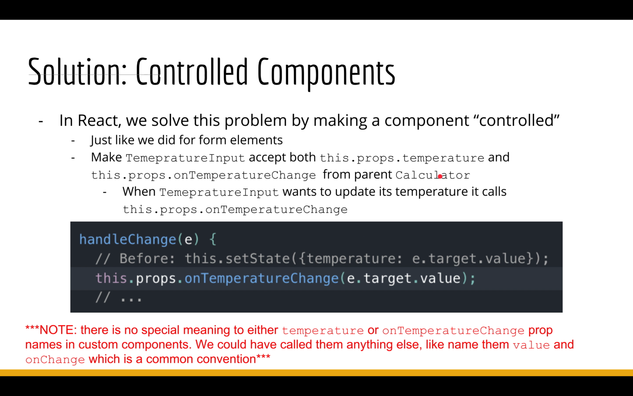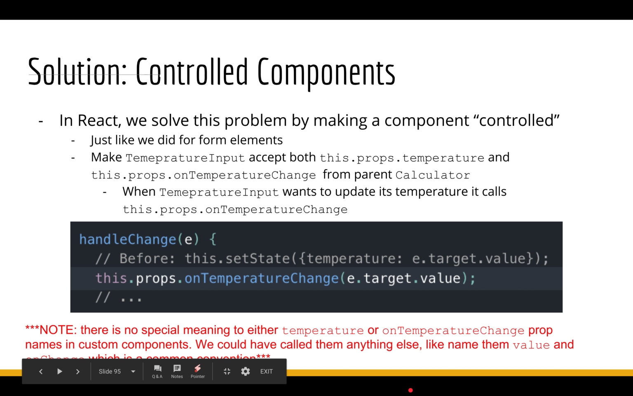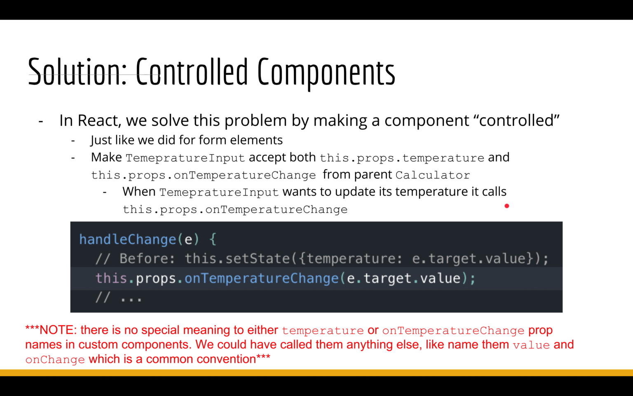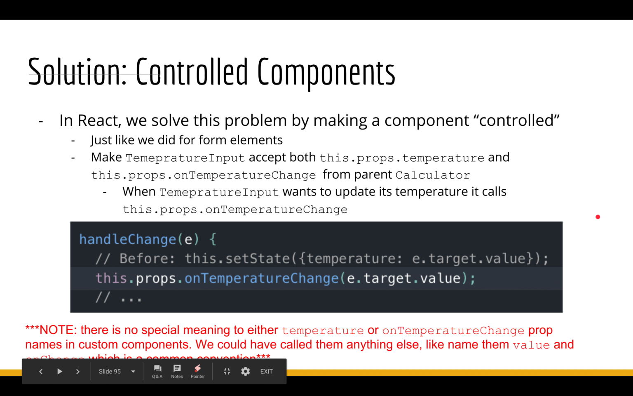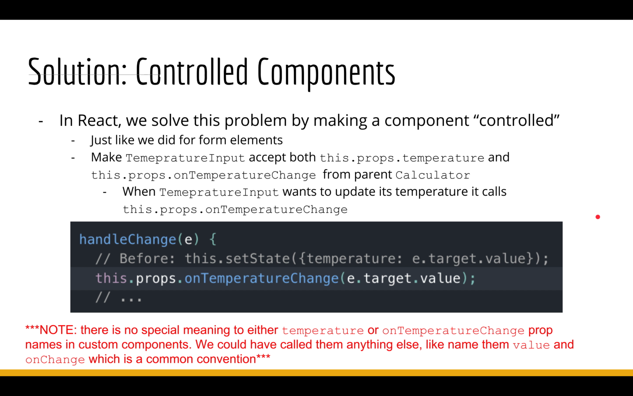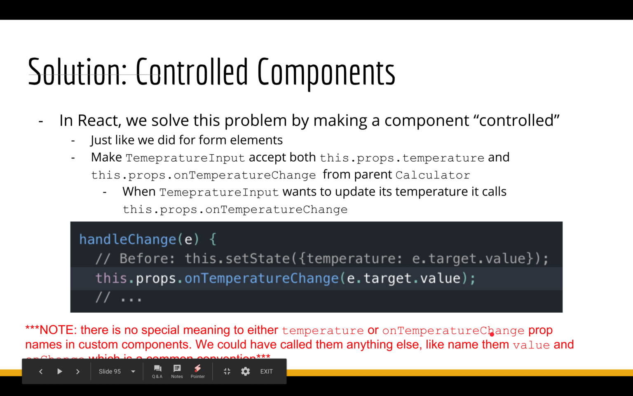I want to take a second here to make note of this important feature here at the bottom, and that's that there is no special reason why we're calling these props temperature and onTemperatureChange respectively. We could just as easily call them, for example, value and onChange, which is actually a really common convention that a lot of React developers follow. Whenever they're making controlled components, they'll use the terms this.props.value and this.props.onChange. So if you want, you can follow that convention, but it's also just as fair to use temperature and onTemperatureChange as they're a little bit more descriptive of what's actually going on.